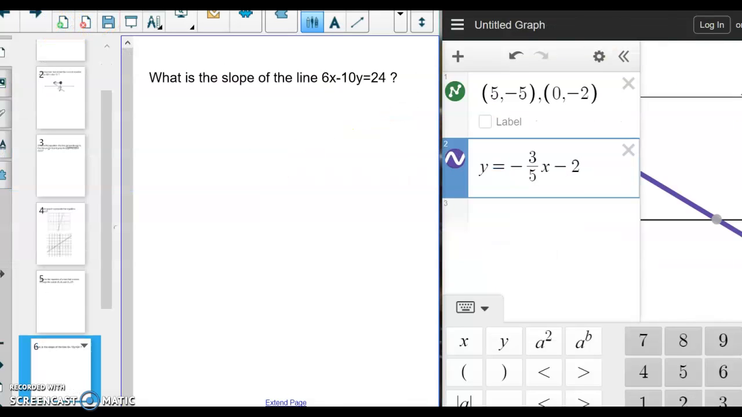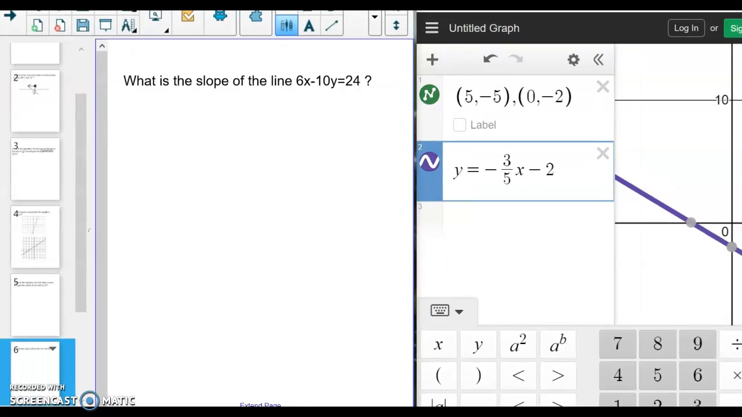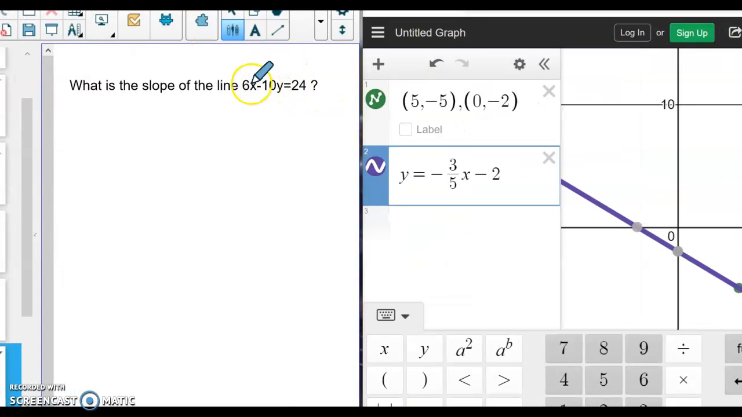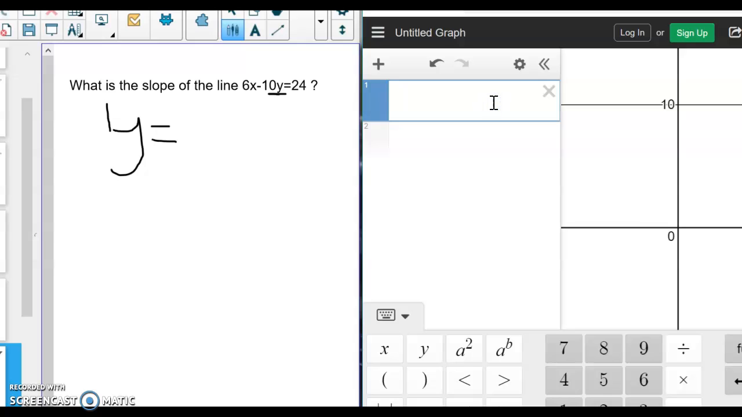Okay, moving right along. This is asking you to find the slope. Now, the difference in this problem is it's given to you as an equation, but it is not in the form of y equals. So we cannot just look at the number in front of x and say that the slope is 6 because it's attached to x. No, y is not by itself. So you would have to go to Desmos and type it in exactly how you see it. And because it's asking for slope, you type it all in one line. Okay? And then you would just count your rise over your run to get your slope.